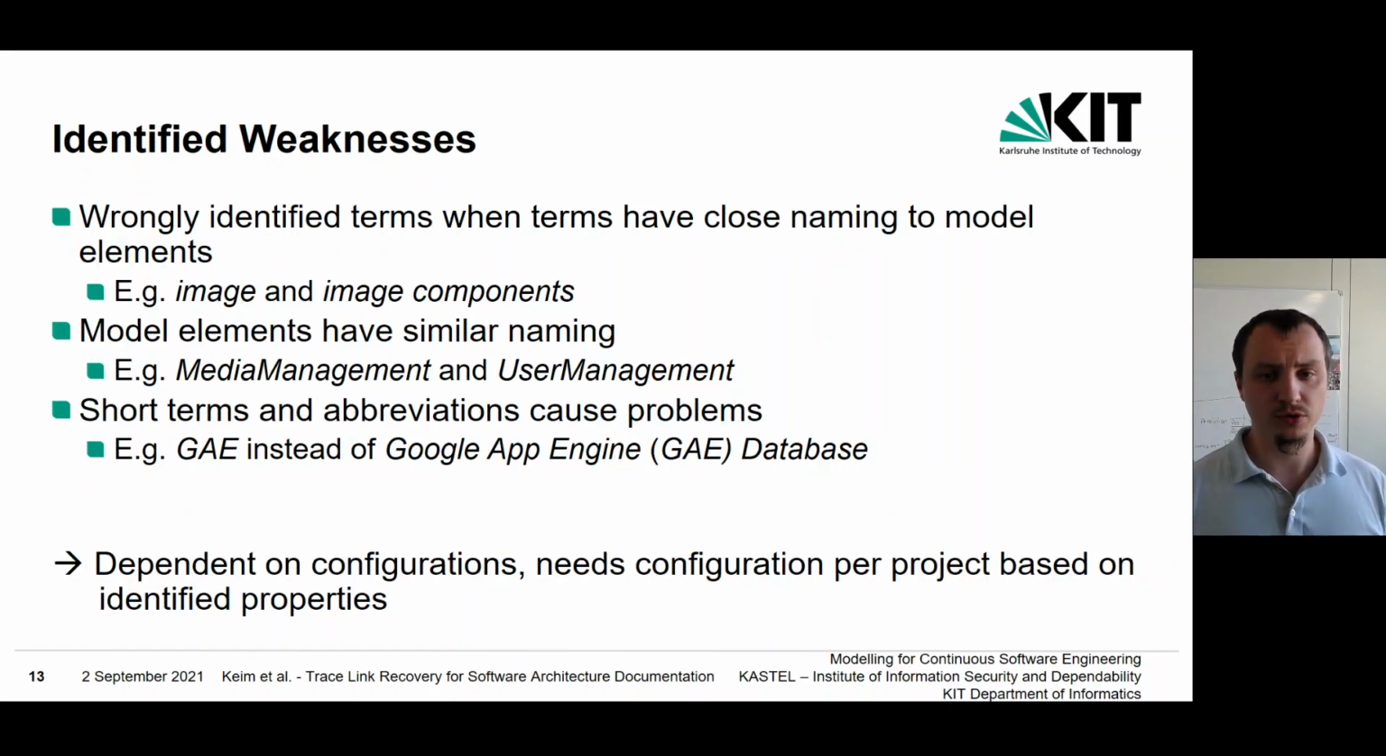We also looked into the wrong tracelinks to identify our weaknesses. One problem was that we sometimes wrongly identify terms when the terms have close naming to actual model elements. Moreover, we had some issues with model elements having similar naming. And lastly, when terms were short or abbreviations were used, the approach had some issues. After all, we employ some analyses that are based on text similarities, and sometimes this can cause these problems. This also means that if your project has such properties, you should configure parts of our approach to require, for example, a higher similarity.